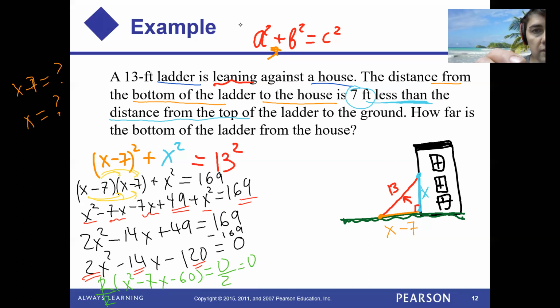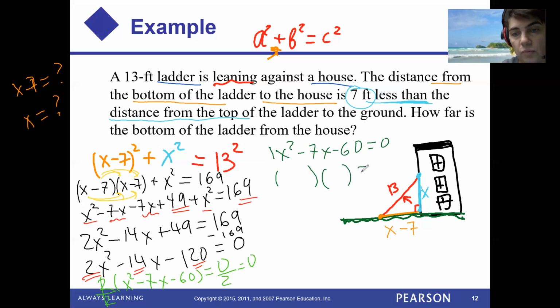So what we have left, we're going to write right here, is x squared minus 7x minus 60 equals 0. Here, quadratic formula or factoring. The factoring could be easy because the coefficient in front of x squared is 1. So how do we do this? The question is, which two numbers multiplied would give you negative 60, and when you add them together, you get negative 7.